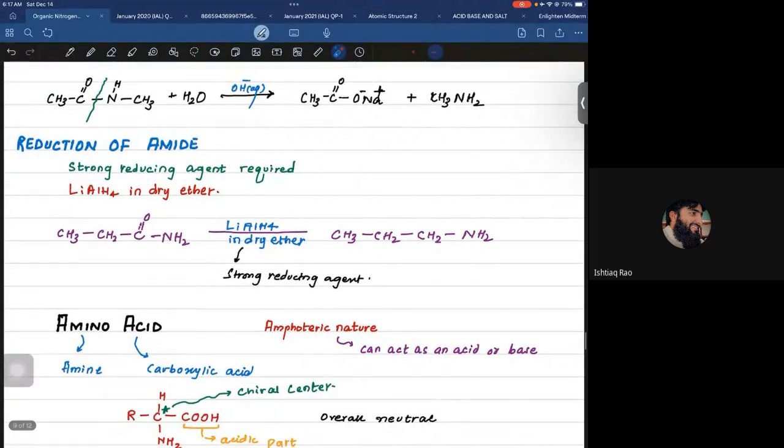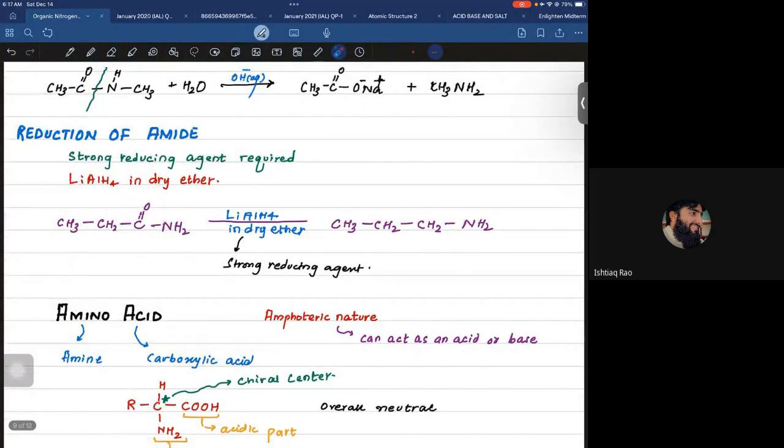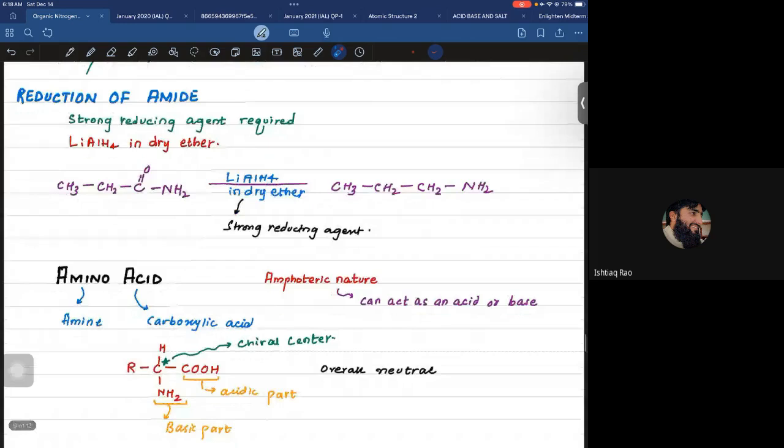Then if you are going to reduce your amide, you are supposed to use the reducing agent. The reducing agent is LiAlH4 in dry ether. Reduction is the loss of oxygen and the gain of hydrogen. So this oxygen would be removed, and hydrogen would be added over here. So I got amine again. So the reduction of amide gives amine. Okay, it's very simple.